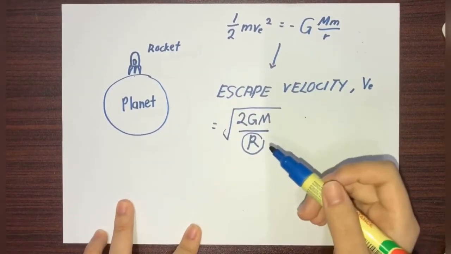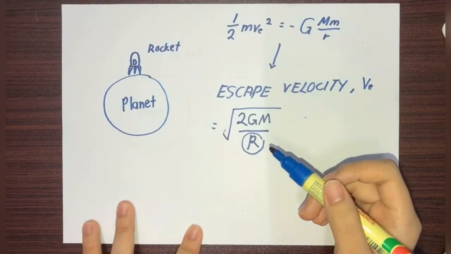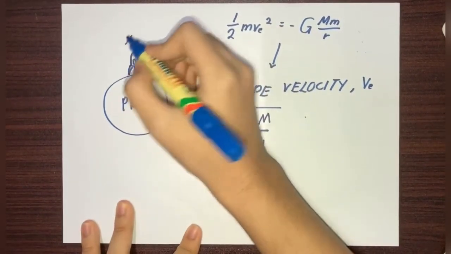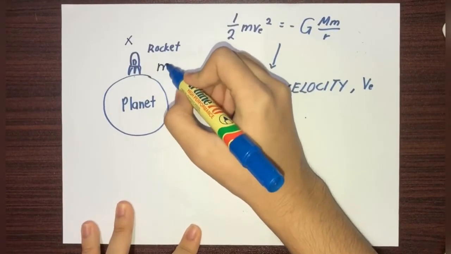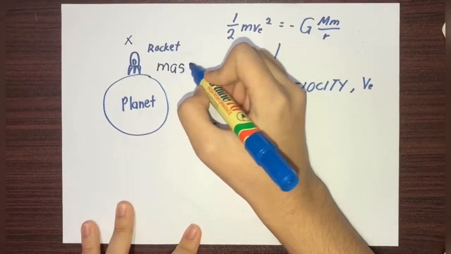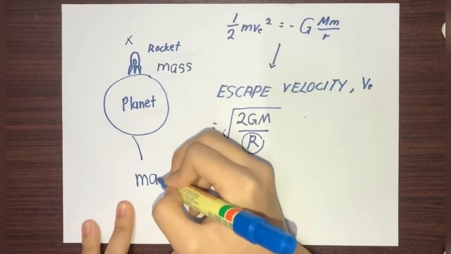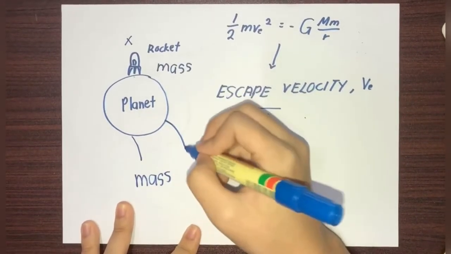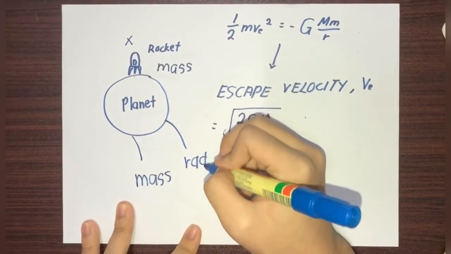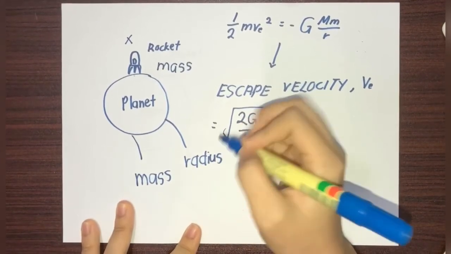From this relation, we can note that the escape velocity is independent of the mass of the rocket. It only depends on the mass and the radius of the planet.